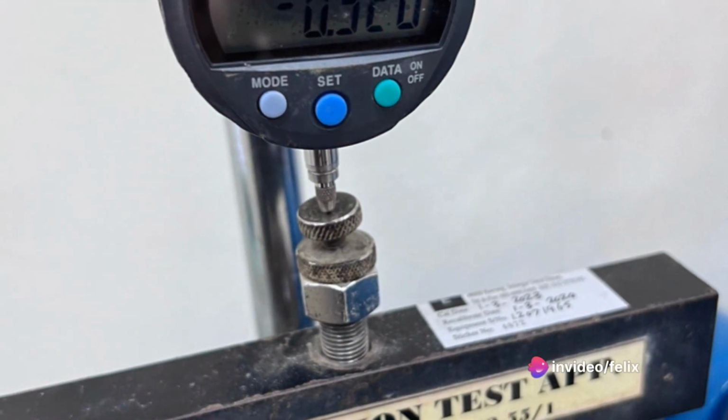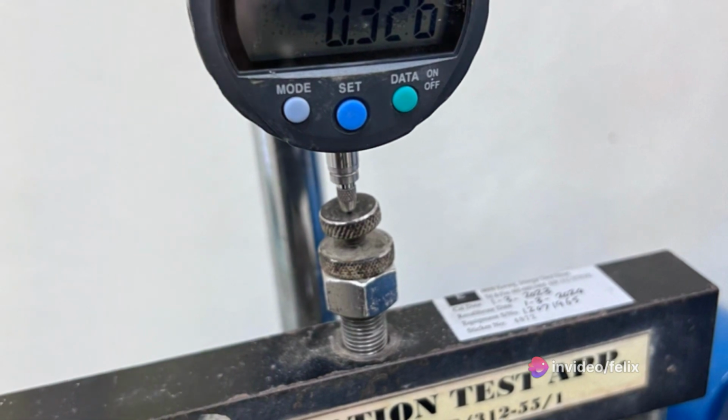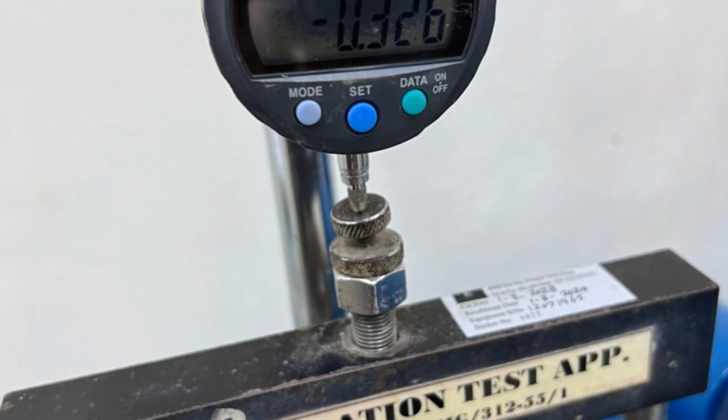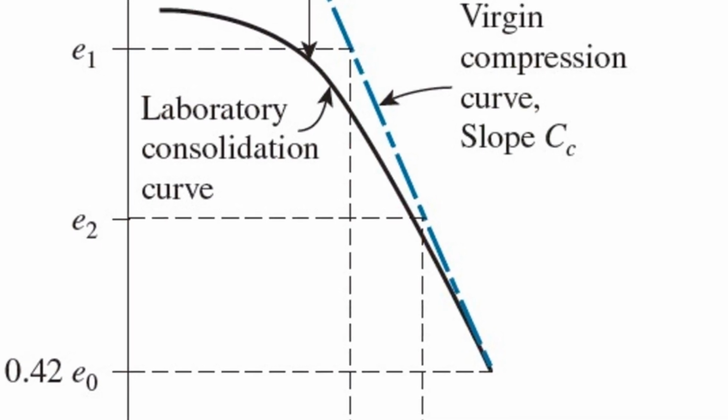The data collected during the test is used to plot a graph of load versus settlement. This graph is known as an odometer curve and provides valuable information about the soil's compressibility and settlement characteristics.